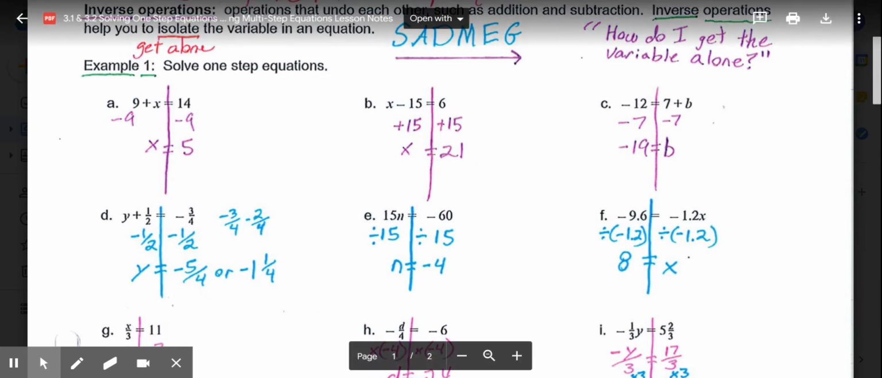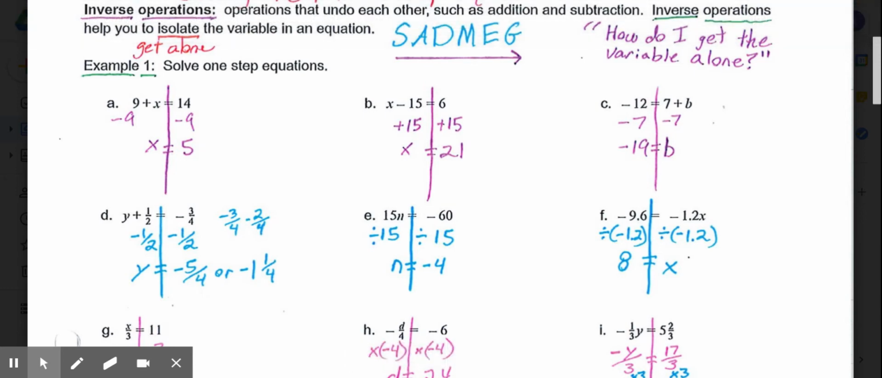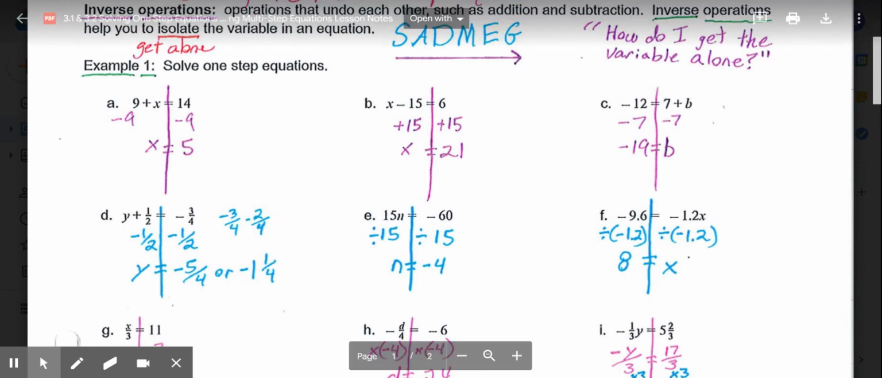In C, we have to deal with some integers, or negative whole numbers. So we have negative 12 equals 7 plus b. Again, we want to isolate the variable, which is b. So it's b plus 7. The inverse operation is to subtract 7 from each side. Negative 12 minus 7 gives us negative 19. The positive and negative 7 here cancel, so b equals negative 19.